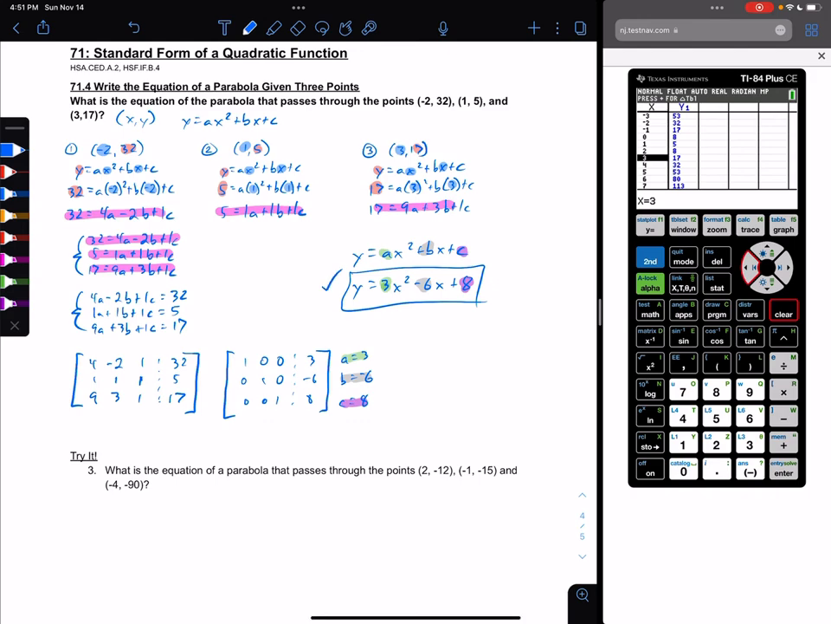Again, you can use the graph, but clearly if I look at my graph, I can't really see if (-2, 32) is on there. I could zoom, I could move things around, but just go to your table and make sure that the numbers match up. Okay, and that's it for that. It does seem a little complicated, but if you realize it's just a series of substitutions, rewriting that system as a matrix, and then using the calculator to solve that matrix, you'll pretty easily be able to find a, b, and c to plug in.